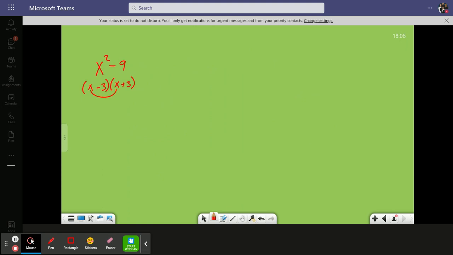I get that x squared. I get that minus 9 on the end. But inside, I've got a negative 3x. Because my signs are different, I have a positive 3x, right? So when I have the same terms but different signs, my inside terms always end up canceling each other out, okay?